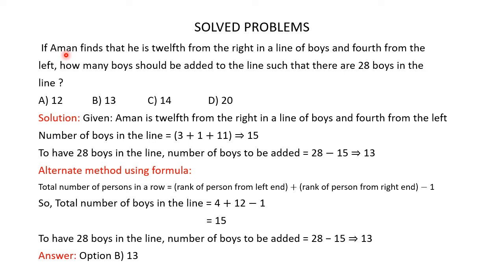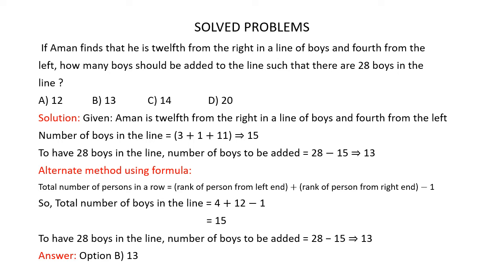If Aman finds that he is 12th from the right in a line of boys and 4th from the left, how many boys should be added to the line such that there are 28 boys in the line? You are given 4 options and you have to find out which of these options is the correct one.